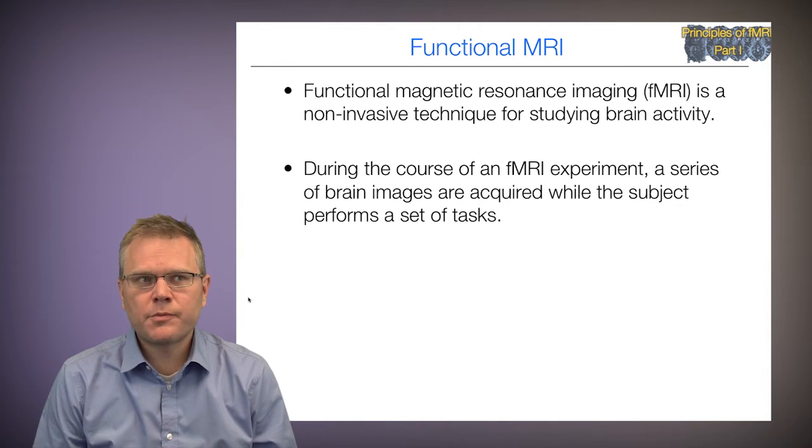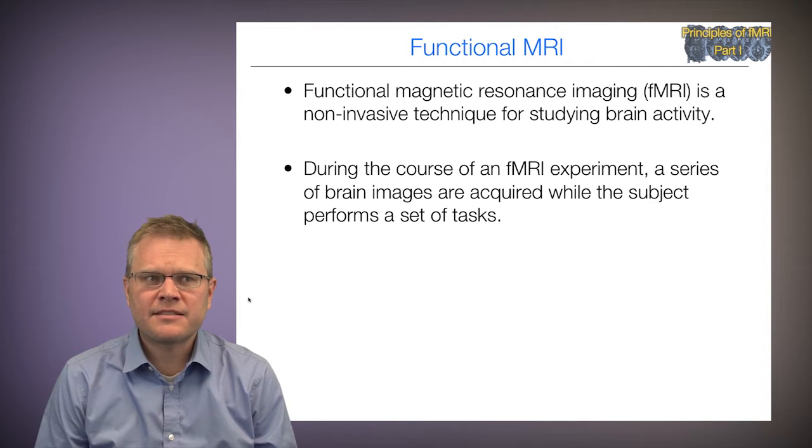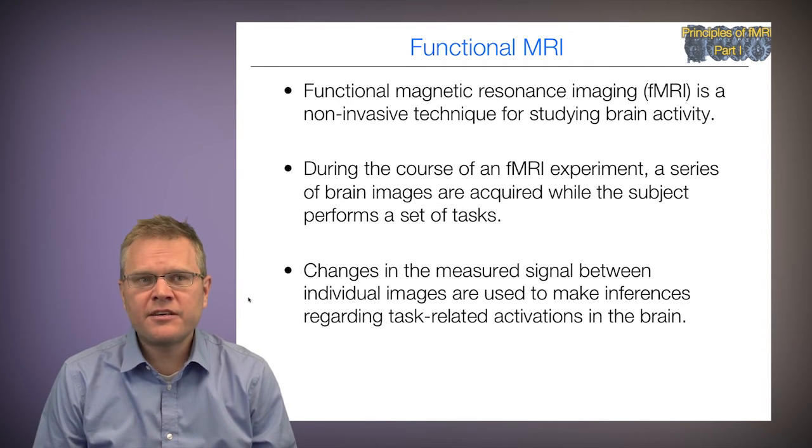During the course of an fMRI experiment, a series of brain images are acquired while the subject performs a set of scans. Then changes in the measured signal between the individual images are used to make inference regarding task-related activations in the brain. As a simple example, let's say that you're doing a finger tapping experiment where you do finger tapping for 20 seconds, followed by rest for 20 seconds, followed by finger tapping for 20 seconds. Under this setting, you might measure the brain multiple times while you're tapping and while you're at rest, and then you look for differences in the measured signal between activation and rest states.